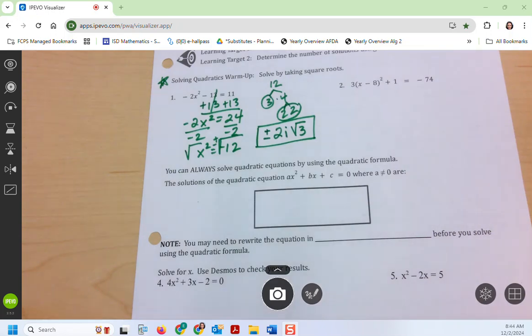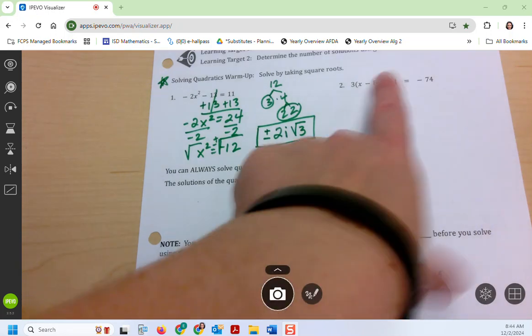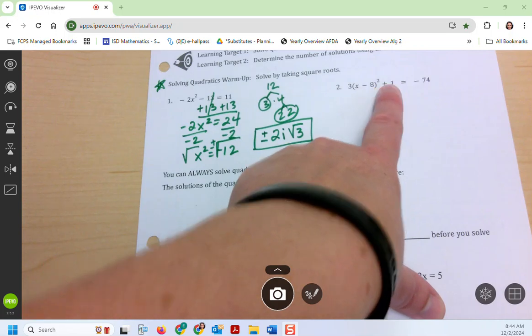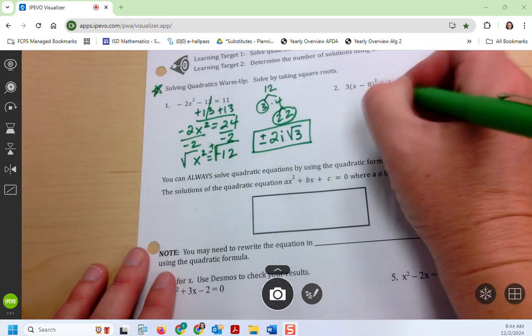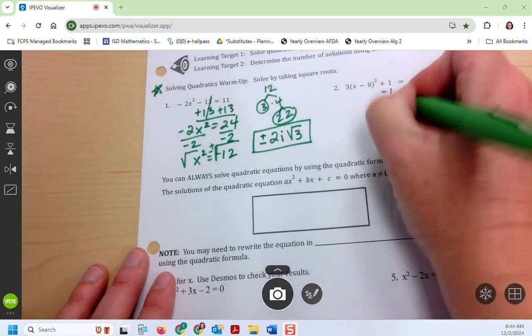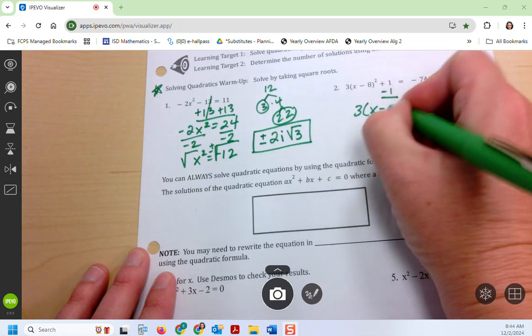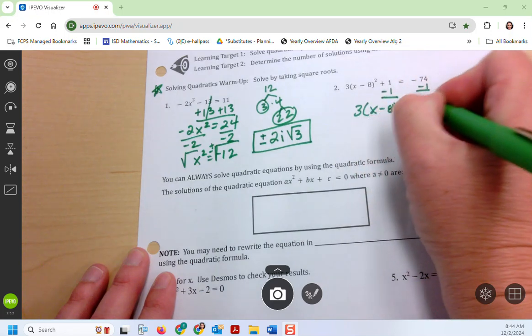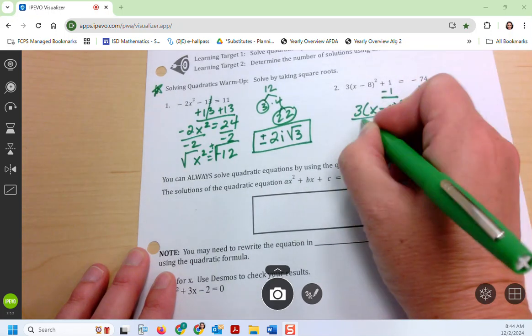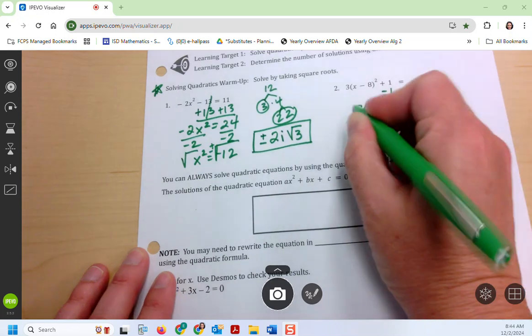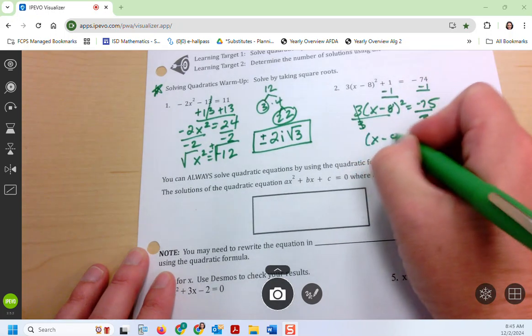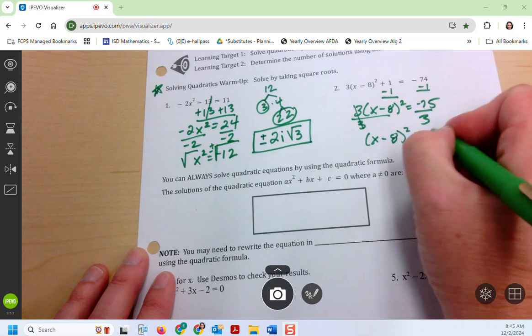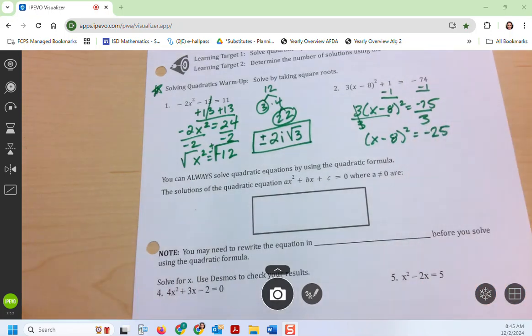So when you solve an equation with a square root, you need to have a plus or a minus on it. This one, here's my square term. I have to get rid of the plus 1 and the times 3. So first minus the 1. And then divide the 3. And we have x minus 8 squared equals negative 25. So you have to get the squared part by itself, and then you're going to do a plus or minus square root.